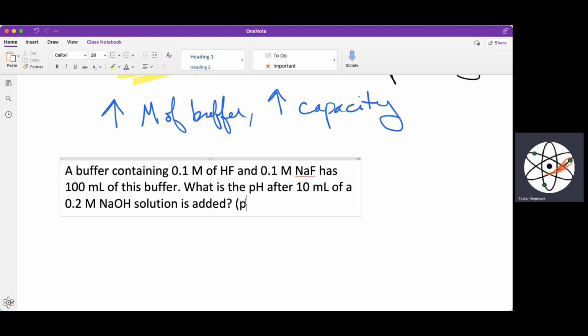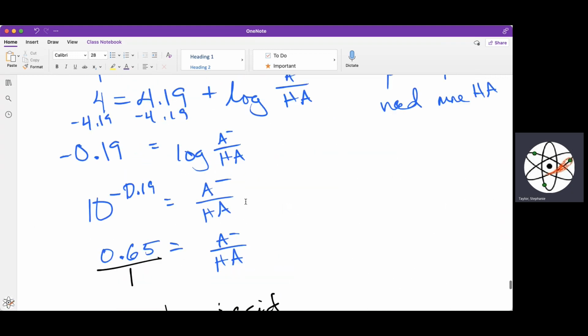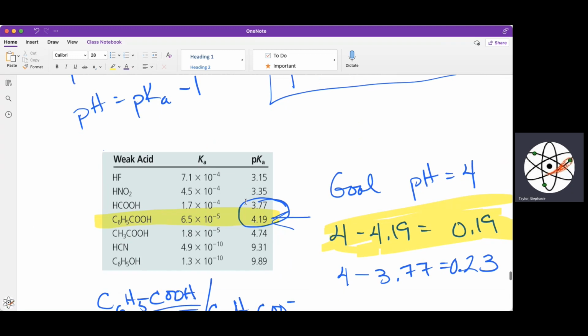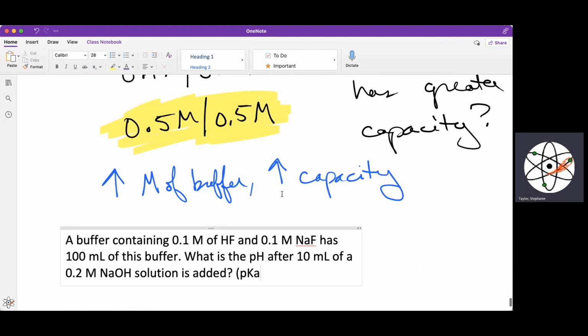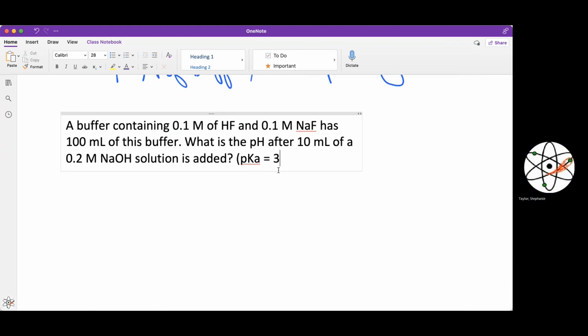And we'll go ahead and just give the pKa of the buffer because I'm going to nab it out of this table. It should be either the Ka value or the pKa value should be part of the problem. And I am just using the table that I had. pKa of HF.